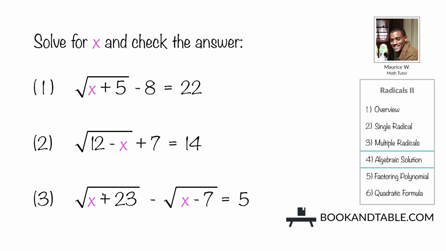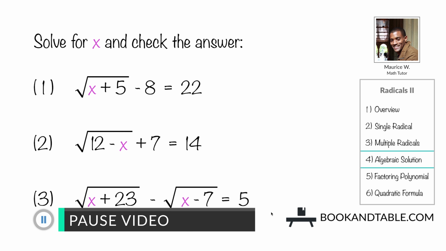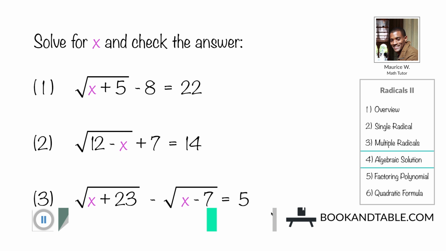And question number 3, the square root of x plus 3 minus the square root of x minus 7 is equal to 5. Pause the video, answer these questions, and then press play when you are ready to begin.